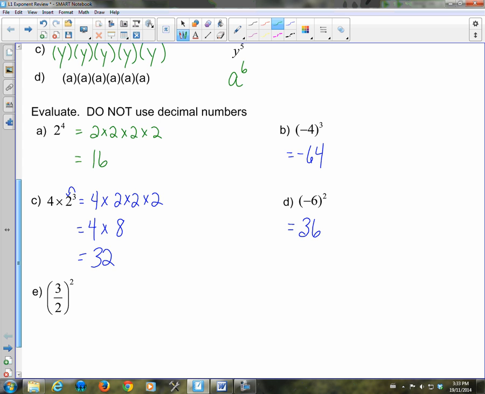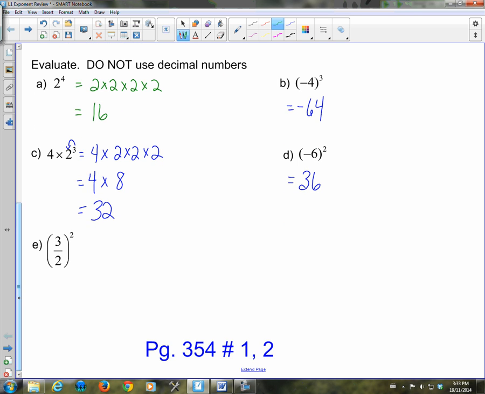So a couple of things get a little tricky if you've got a fraction. 3 halves to the exponent 2 means that you have 3 halves times 3 halves. Or you have 3 to the exponent 2 and you have 2 to the exponent 2, which means 9 over 4. 3 times 3 is 9 and 2 times 2 is 4. So you square both the top and the bottom.